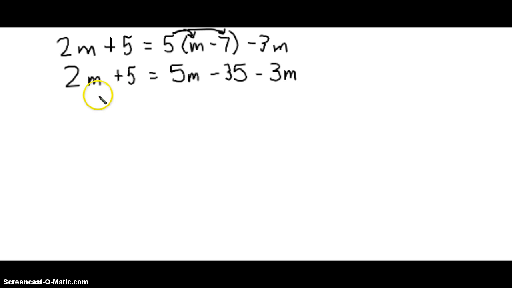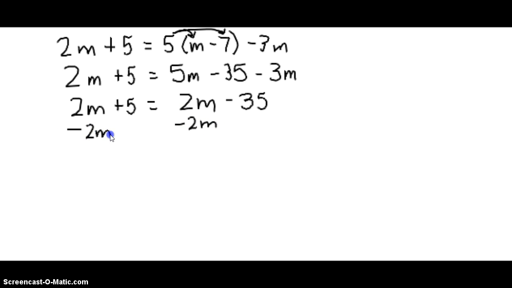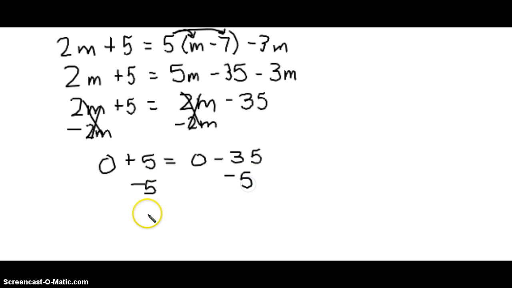Let's combine as many like terms as we can here. 2m plus 5 is going to equal 5m minus 3m. That's going to give us 2m on this side minus 35. Let's get our like terms all on the same side. We subtract the 2m from both sides. Both of them cancel out, so we get 0 plus 5 equals 0 minus 35. And then we'll subtract 5 from both sides. We get 0 equals -35 plus -5, which is -40.